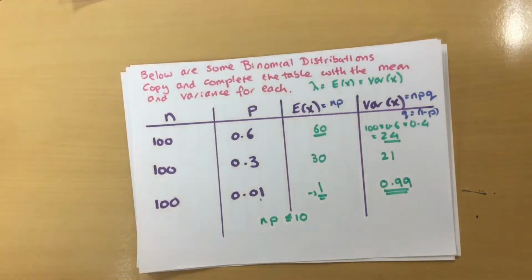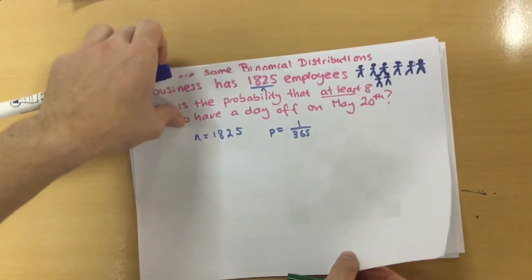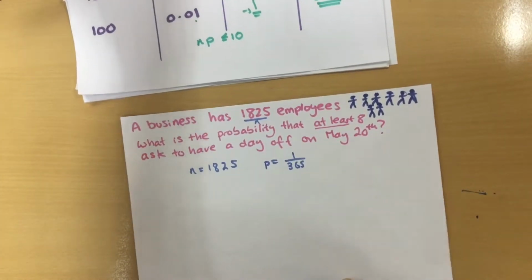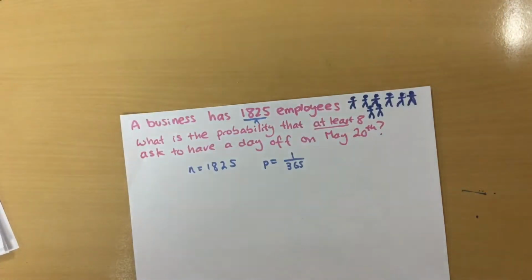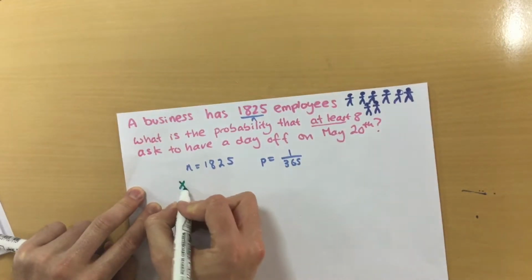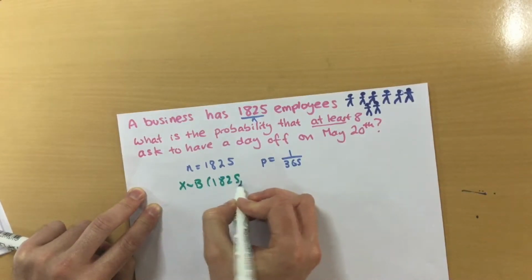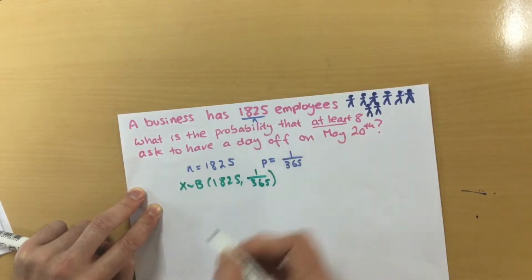Yes, so let's go back to our starting question. Hello, here it is, our business with the days off. Now, let's have a look at this. So this was a binomial distribution. So we're using a binomial with an n of 1,825 and a p of 1/365.